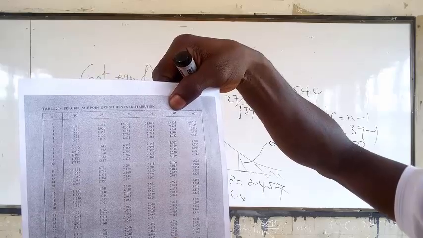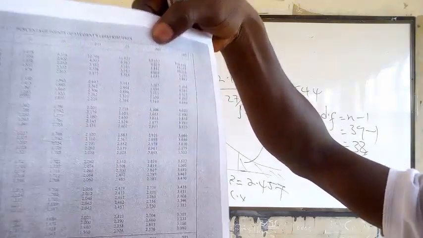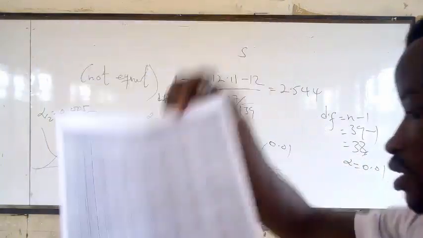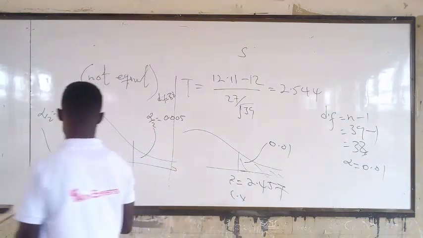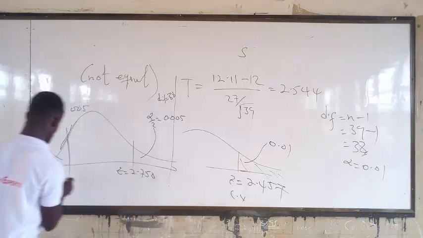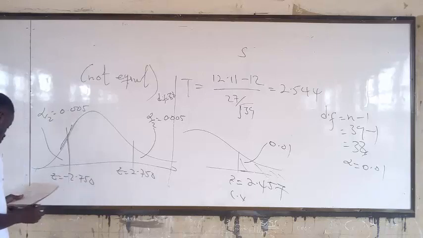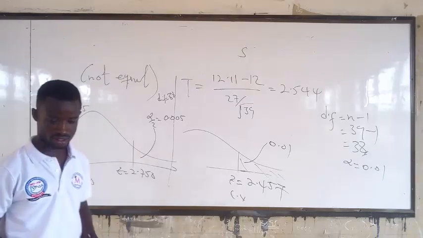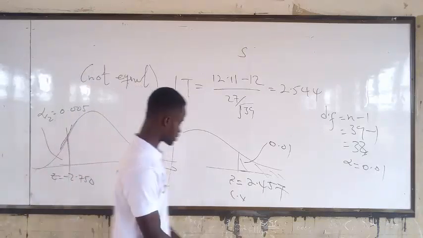So that will be 2.750. Can you see that? So here the critical values will be t equal to 2.750 and t equal to negative 2.750. Alright, so that's how you are going to do it.